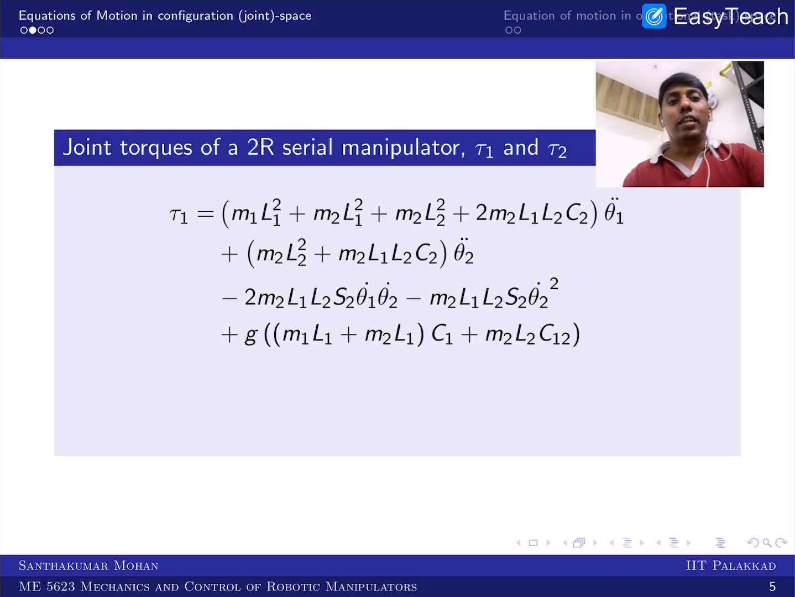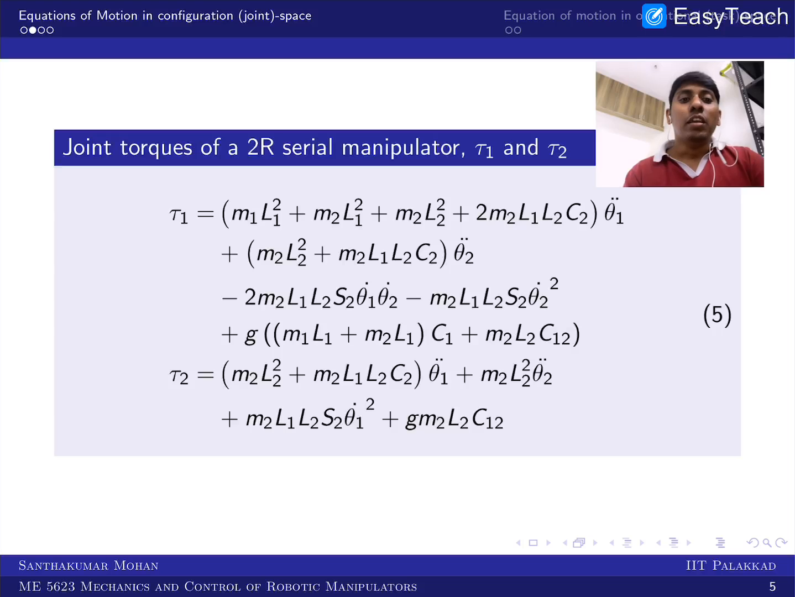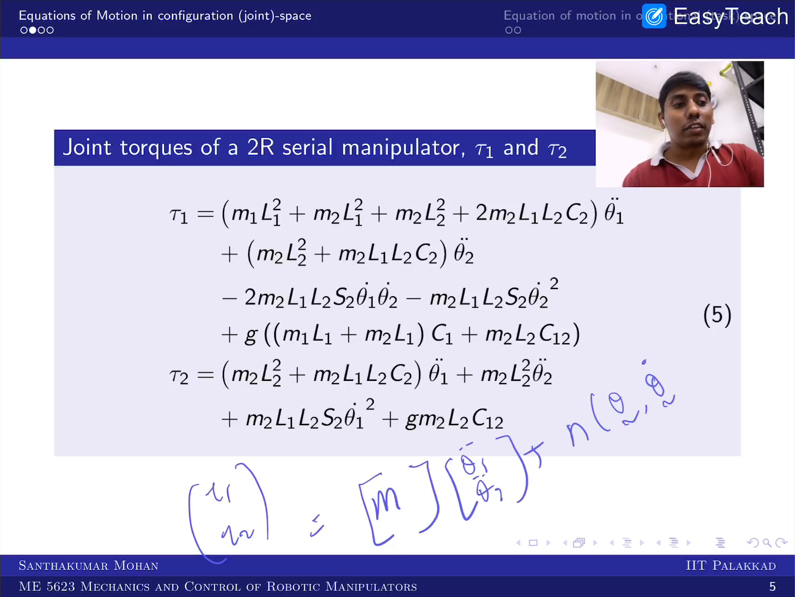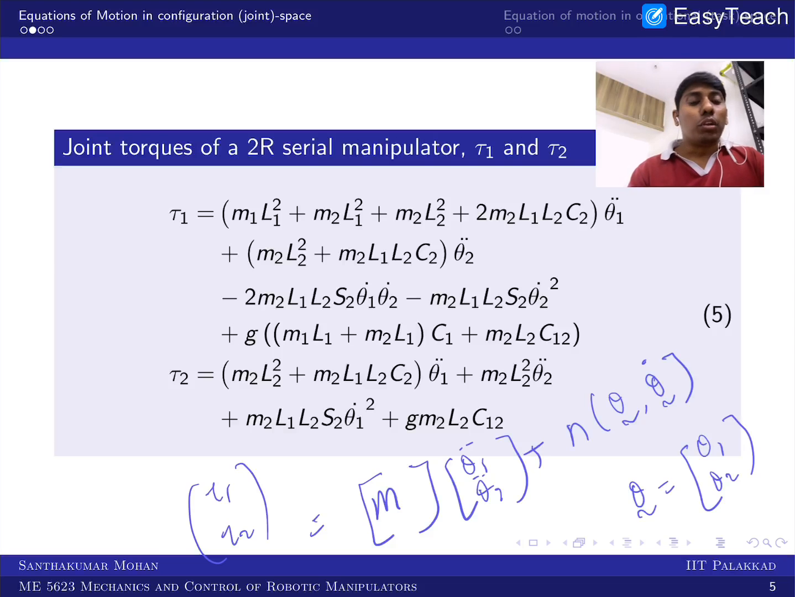We have already done one example, the two-link serial manipulator, where we obtained tau 1 and tau 2. Now we are trying to make it this way. I am writing tau 1, tau 2 separately, then the M matrix, theta 1 double dot, theta 2 double dot separately, and then I write the remaining as n of theta vector and theta dot vector. The theta dot vector is theta 1 dot, theta 2 dot, and the theta vector is theta 1 and theta 2. This is what I am interested in.